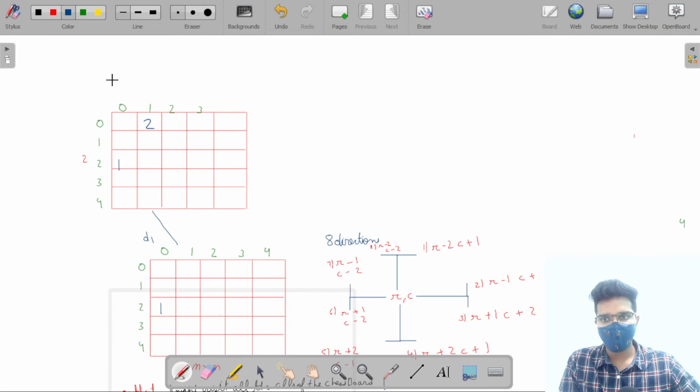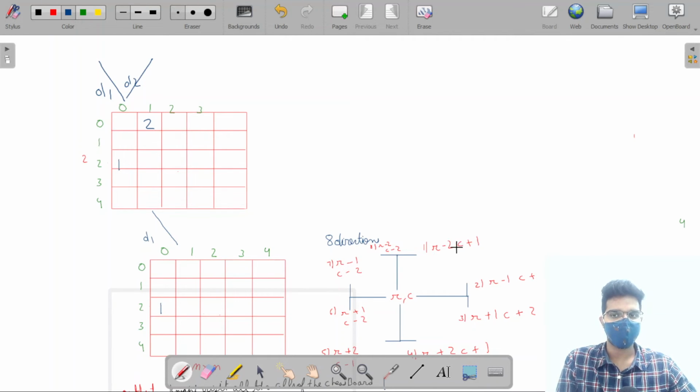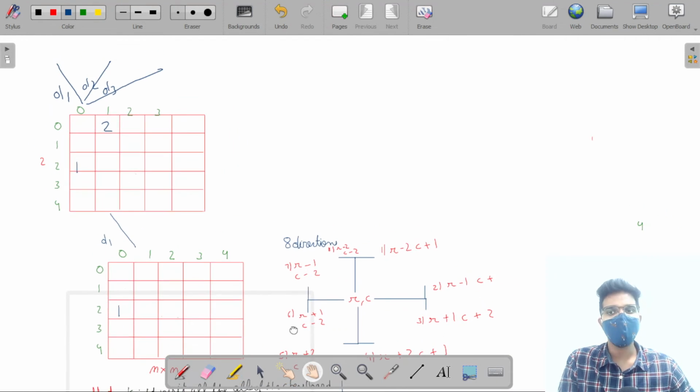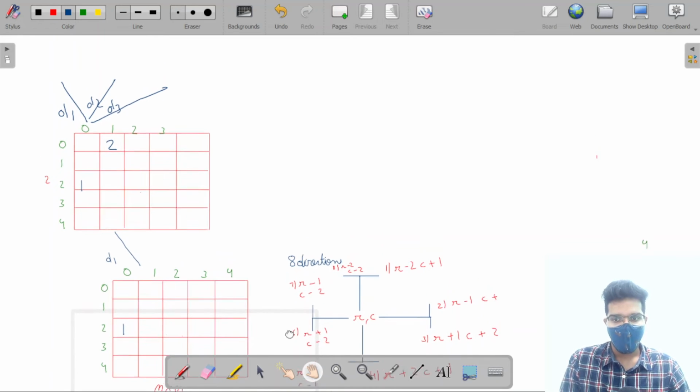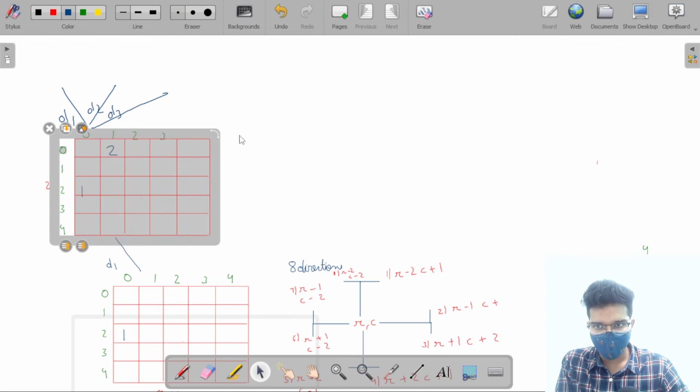Now again, I will check for direction. For direction 1, is it safe to place? No, it is invalid because our row will get negative. Same, now we'll check for direction 2. Is it valid? r minus 2, c plus 1. No, it is not valid, again our row will get negative. Now for direction 3, is it valid? For direction 3, it is r plus 1 and c plus 2, and absolutely, that is valid.